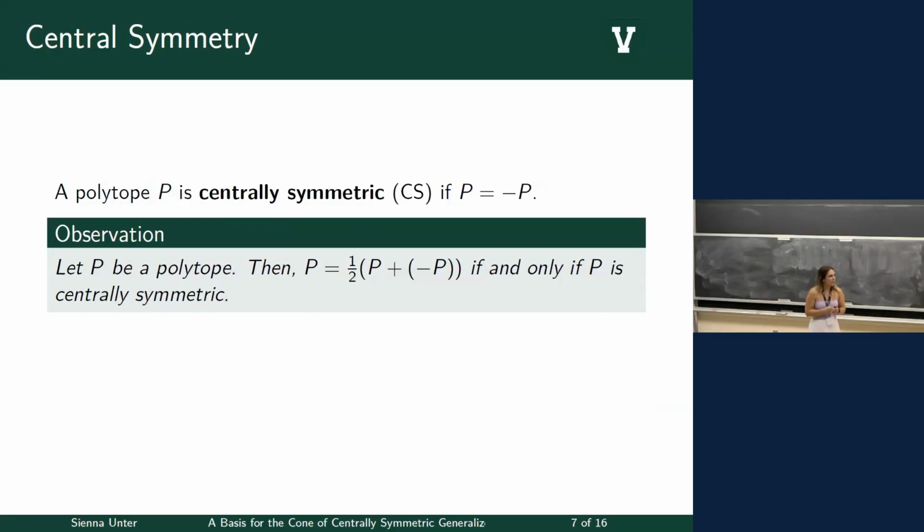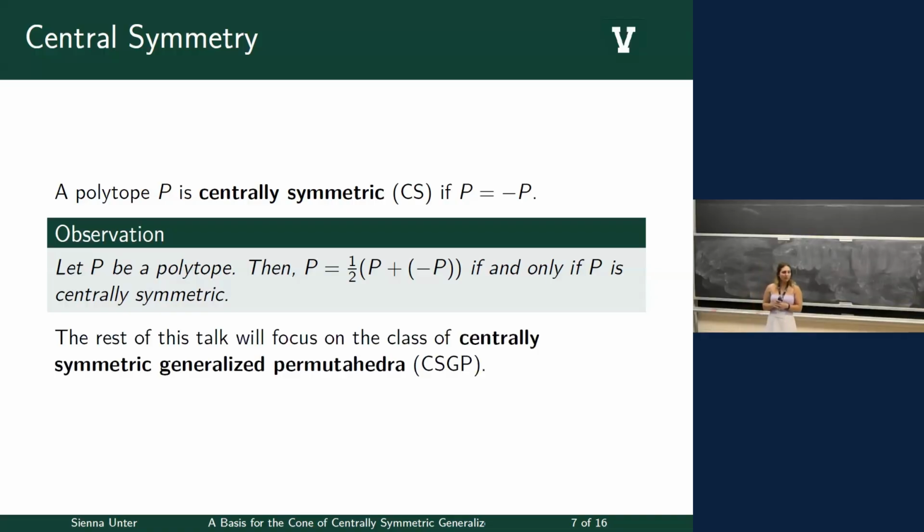But first, what does it mean to be centrally symmetric? A polytope is centrally symmetric if you take its negative and it's the same thing as what you started with. And here's just an observation. This is a characterization of centrally symmetric polytopes. If I take the polytope and I take the Minkowski sum with its negative and I cut by this factor of 1/2, I actually get my original polytope. It's a fun little exercise. So I'm going to focus on centrally symmetric generalized permutahedra, CSGP. So anything that is a deformation of a permutahedron and it's centrally symmetric.